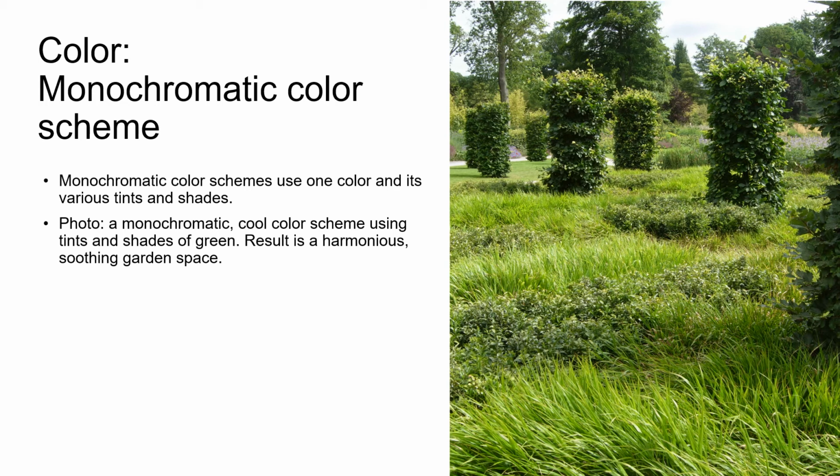Colour theory explains the relationship of colours to each other and how they should be used in a composition. The basic colour schemes can be described as monochromatic, analogous, and complementary. Monochromatic colour schemes, as the name implies, use just one colour and its various tints and shades. In landscaping, that usually means one colour in addition to green, although the photo on the right shows a monochromatic scheme using just green.